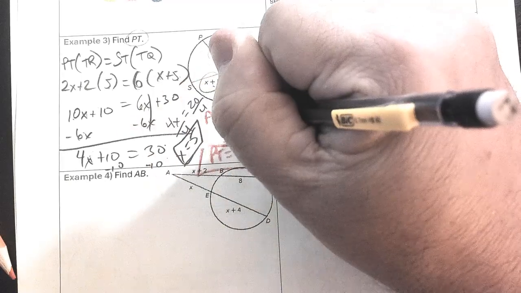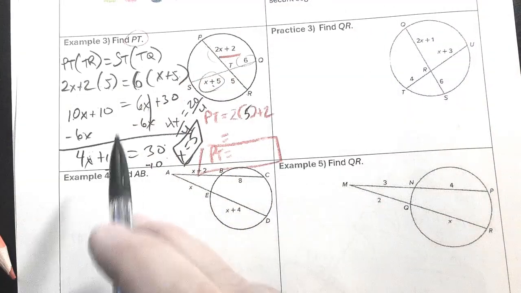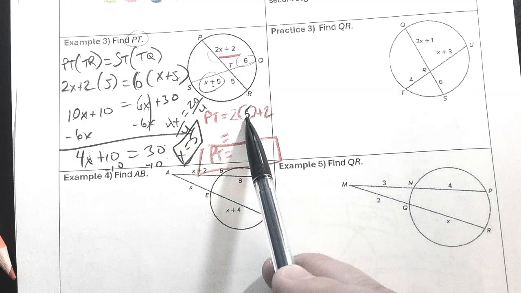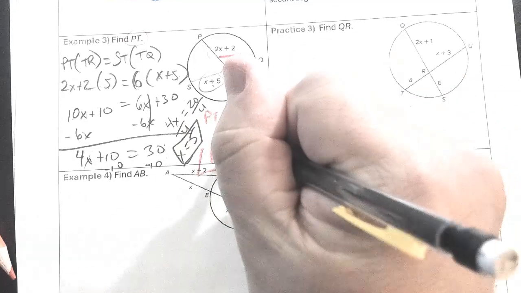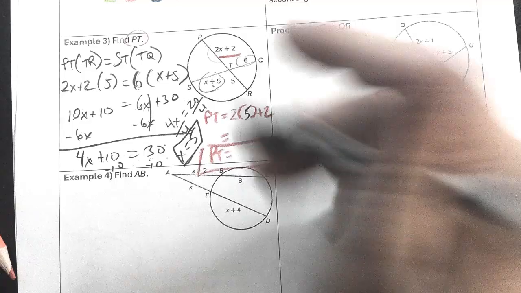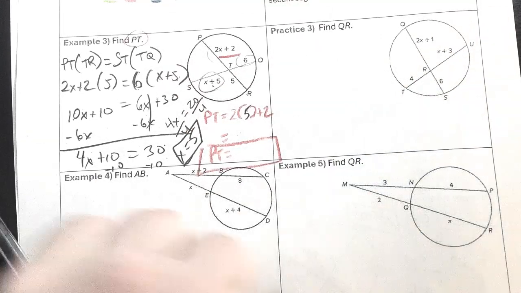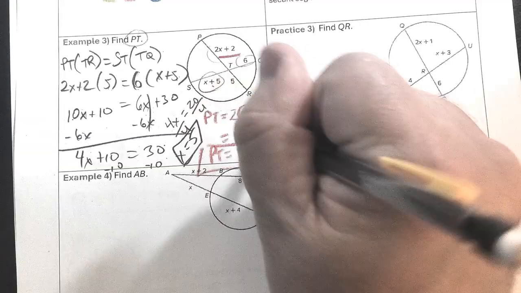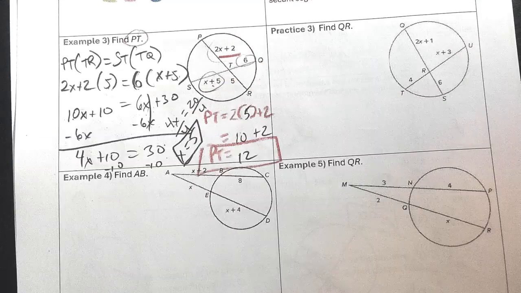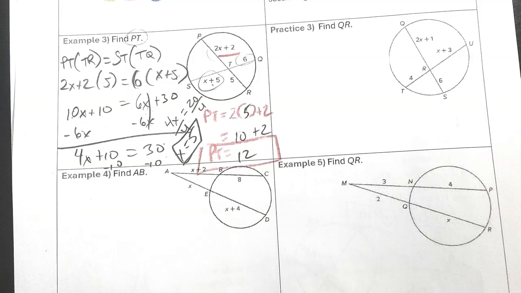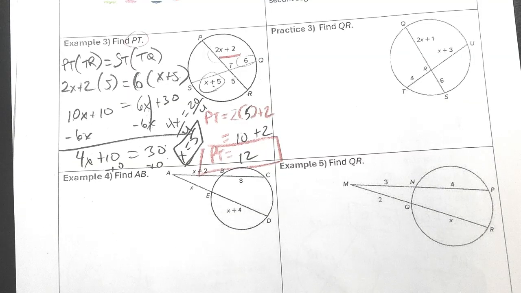And then we're going to plug the 5 in over here, because we've got to find PT. PT is 2x plus 2. So 2 times x, or 2 times 5, is 10. 10 plus 2 is 12. So PT is 12. They don't give us measures, so we're just going to say 12.